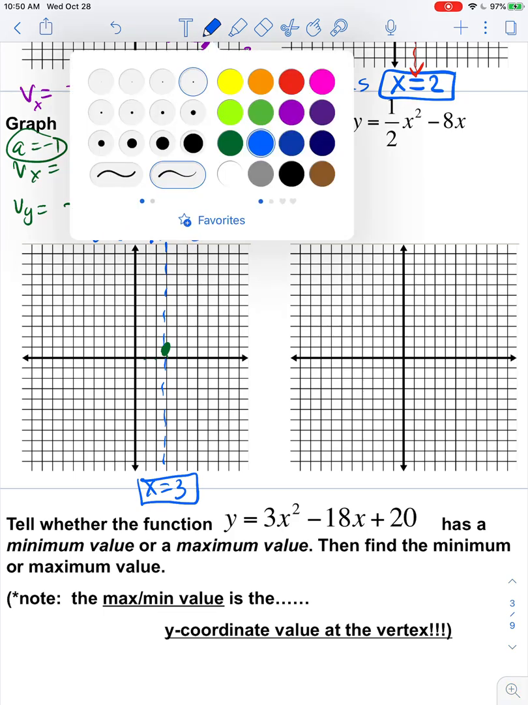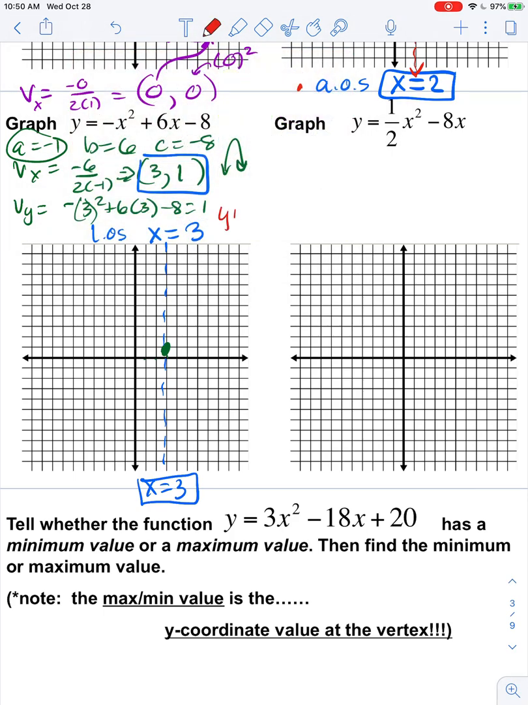Something else that's easy to find will be my y-intercept, because my y-intercept is 0 and then the c value. So at (0, negative 1, 2, 3, 4, 5, 6, 7, 8). And then I'm 3 over from my line of symmetry. So 3 over on the other side, I'm going to get some points as well.